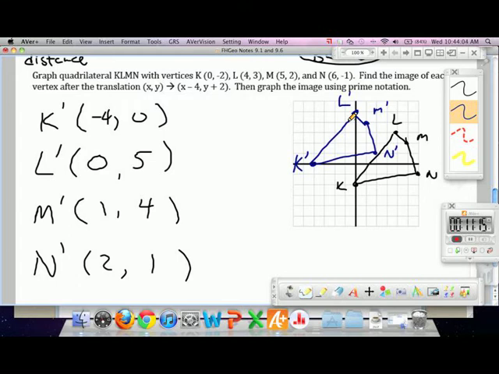Note that every one of these vertices has been moved over 4 and up 2. Over 4 and up 2. Over 4 and up 2.